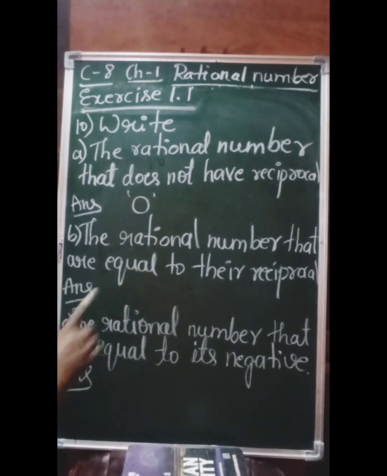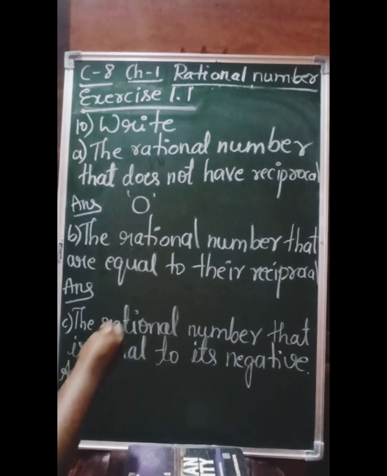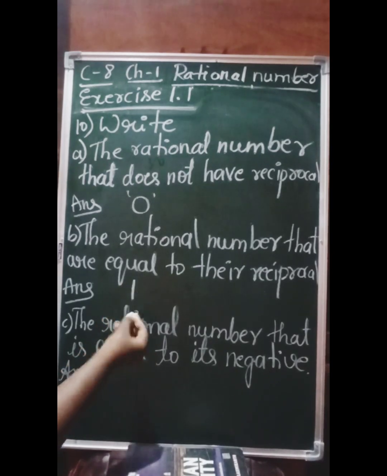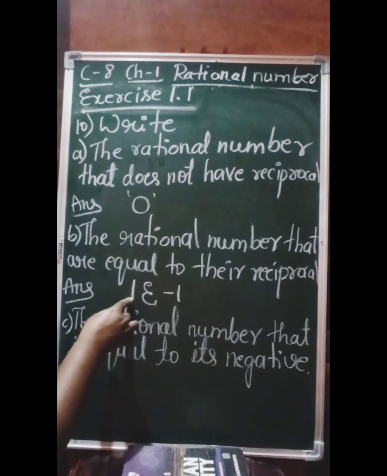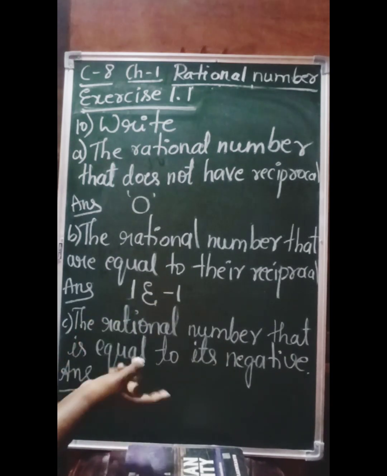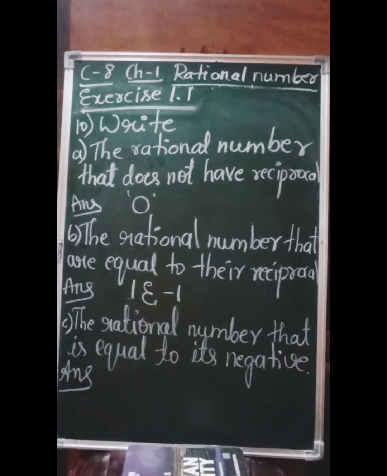The rational numbers that are equal to their reciprocal. Which is the rational number that is exactly equal to its reciprocal? We know that 1 and minus 1. The reciprocal of 1 is 1 by 1 and the reciprocal of minus 1 is again 1 by minus 1. Those two are exactly equal to each other.